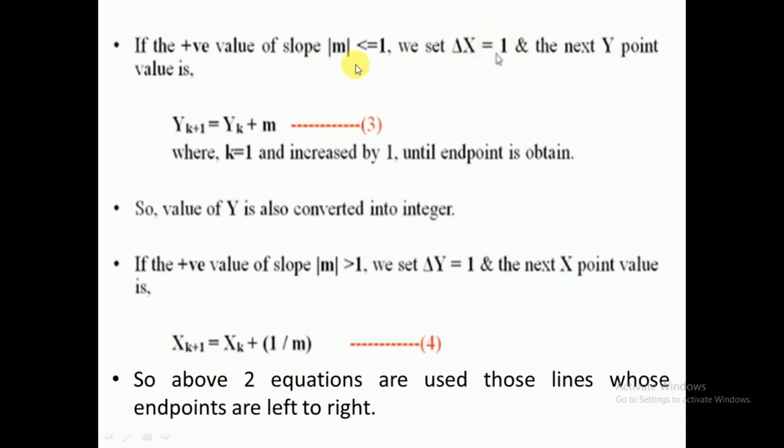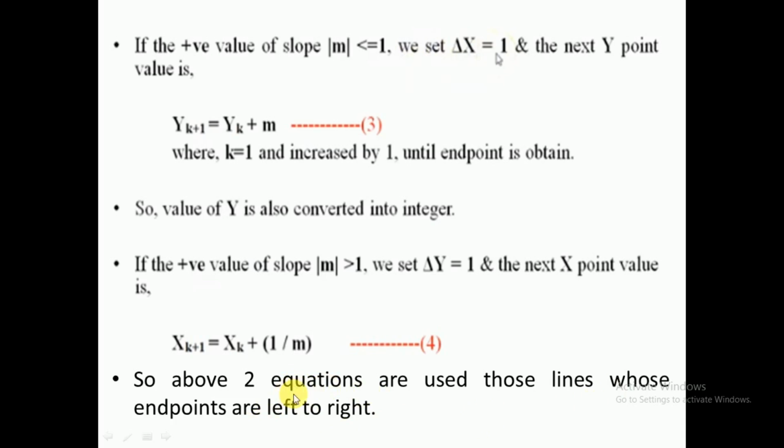If your slope is less than 1, you have to calculate y. Meaning you will get confusion in y when slope is less than 1. When slope is greater than 1, you will get confusion in x. You know why. Y is always incremented by 1, right? So the above two equations are used for those lines whose endpoints go left to right.